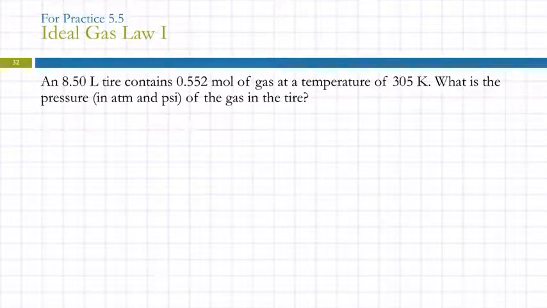Okay, let's do some practice with the ideal gas law. An 8.50 liter tire contains 0.552 moles of gas at a temperature of 305 Kelvin. What is the pressure in atmospheres and PSI of the gas in the tire? So this is an ideal gas law problem because it says ideal gas law up here, right? What if this is on an exam and we don't recognize that?